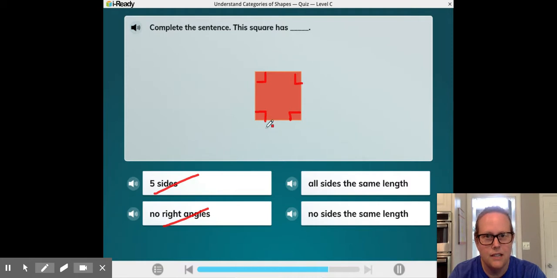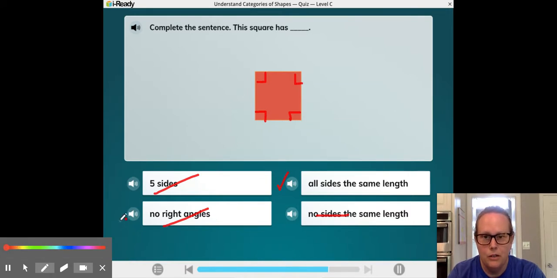All sides are the same length, so you have to look at them. There's 4 sides. Are they all the same length? They are, so that's a good option. Let's check the last one. No sides are the same length. Well, we just said that they're all the same, so that one can't be. So that means our only option is to pick all sides the same length.